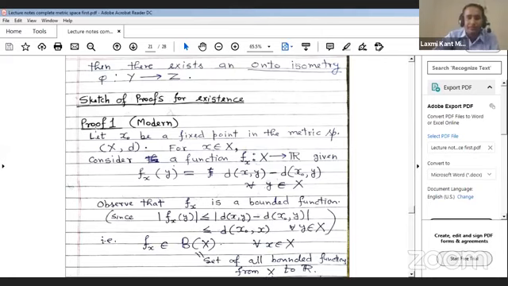One can easily observe that this function f_x is a bounded function for every x. So how is it bounded?